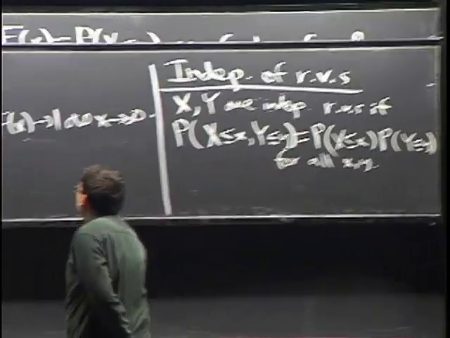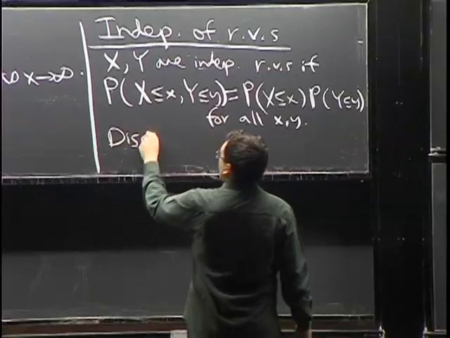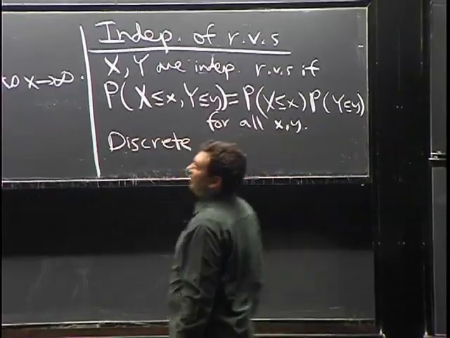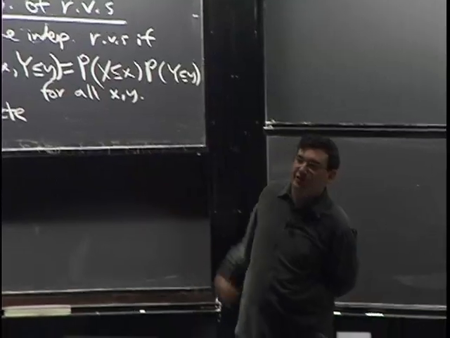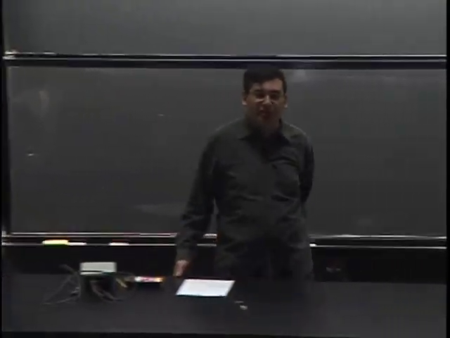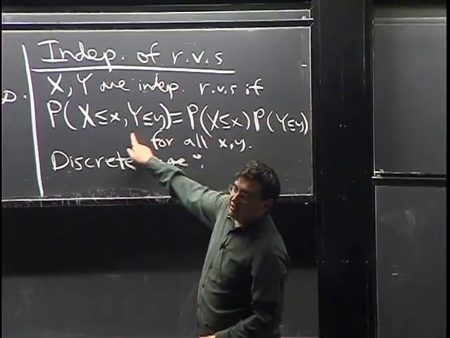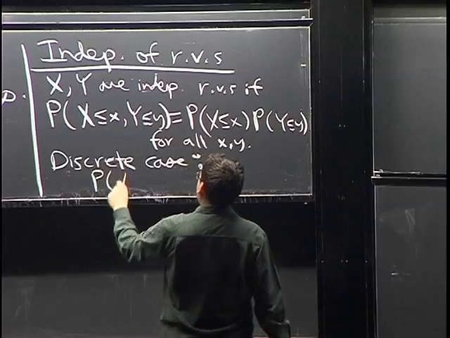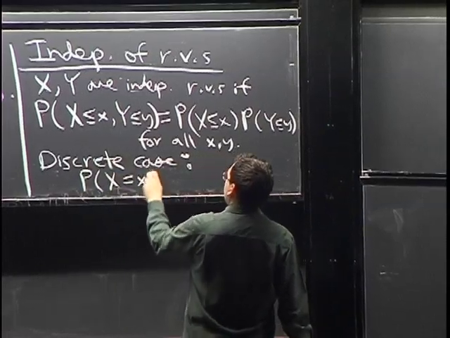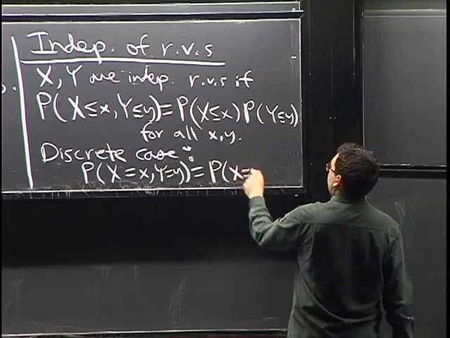Now, this looks a little bit unwieldy. So usually in the discrete case, it's easier to work with the PMF. Like that jump function I drew, I'm glad it's kind of covered up now, because it's hard to think about these jumpy functions, right? I don't really want to deal with all the jumpy functions. It's much easier to use the PMF. So in the discrete case, this equation is equivalent to just saying that the joint PMF, which is the probability that X equals x and Y equals y, is the product of the individual PMFs.